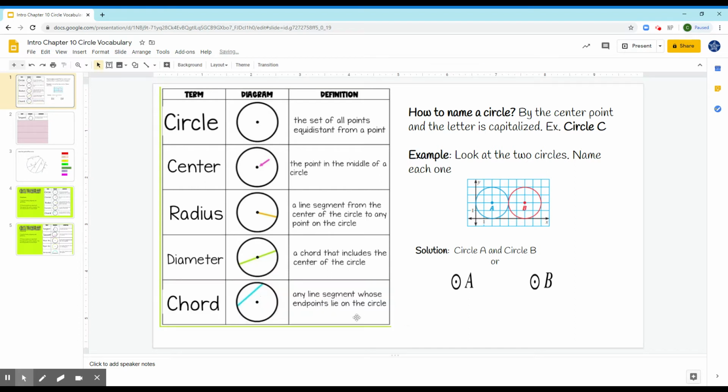A chord is any line segment that we have in our circle that has endpoints on the rim of our circle. Notice the diameter also lies on the rim of our circle. However, the center point goes through the diameter, making the diameter a special chord, giving it its own term. So again, the chord goes from rim to rim, but doesn't include the center. Only the diameter is a chord that includes the center.